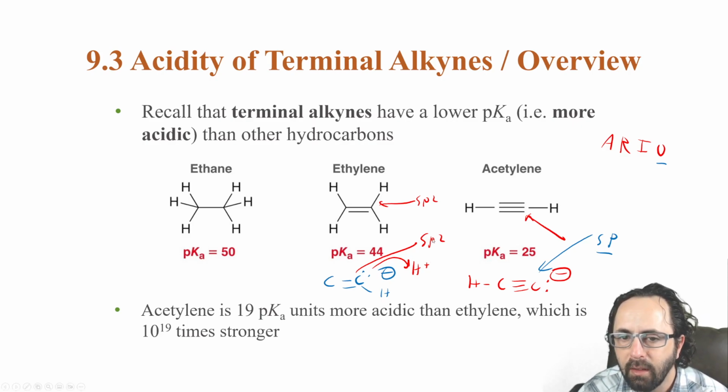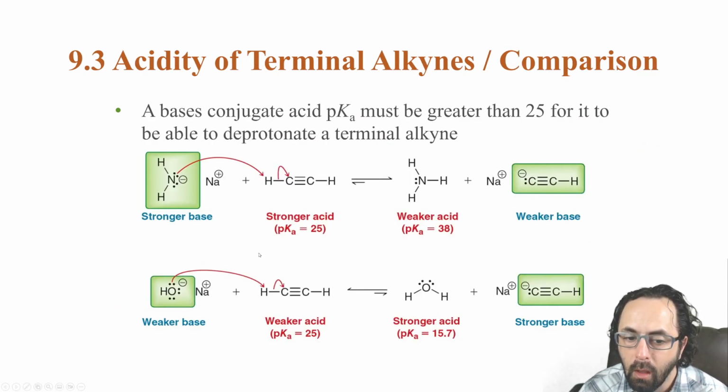So that's one key feature of alkynes, is that terminal alkynes that have a hydrogen atom attached to the sp hybridized carbon are significantly more acidic than those hydrogens on alkenes and alkanes. What this means is that they can be deprotonated.